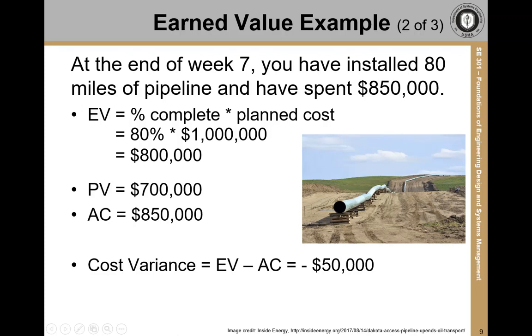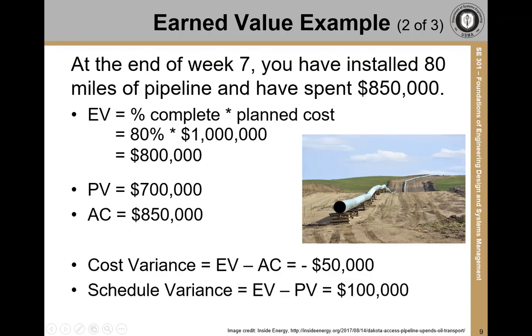You can now see how you're doing according to budget by finding the cost variance. $800,000 minus $850,000 gives you a cost variance of negative $50,000. So you've created $50,000 less value than you spent. So in terms of cost, you're over budget. But what about schedule? You produced $800,000 in value in the amount of time you expected to produce $700,000. So your schedule variance is a positive $100,000. So you're ahead of schedule.